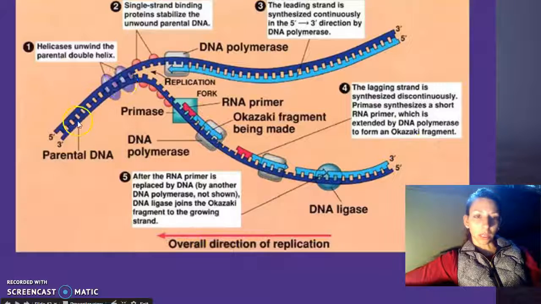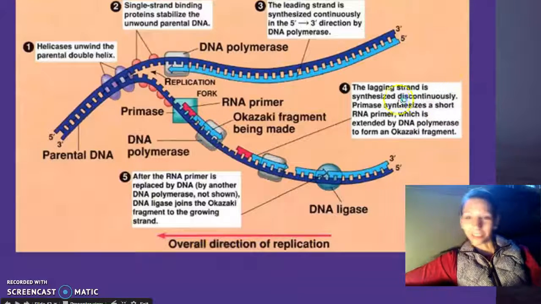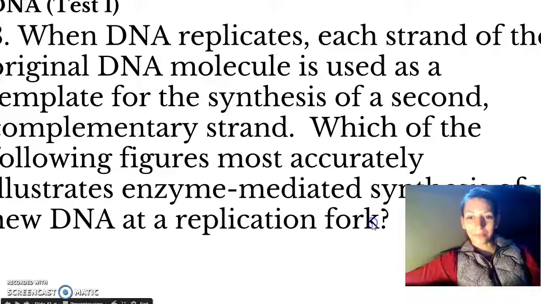This will continuously unwind the double helix until we have 2 completely new daughter strands. But of course they're not completely new, because the replication is semi-conservative. So one side of the new molecule will be from the original, and then the other side will be from new free-floating nucleotides within the cell.